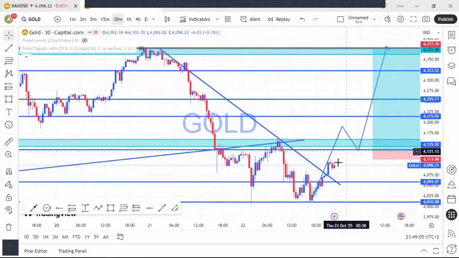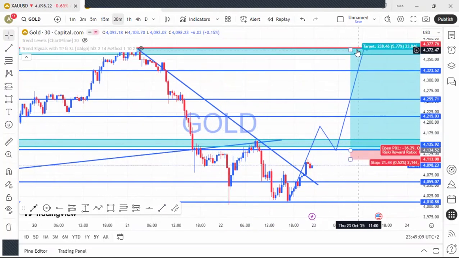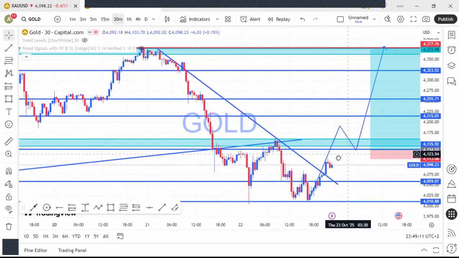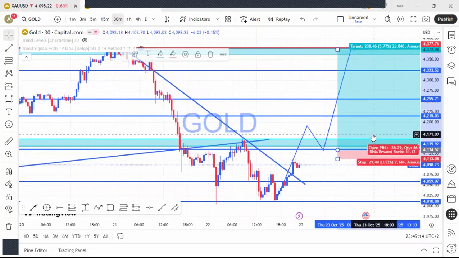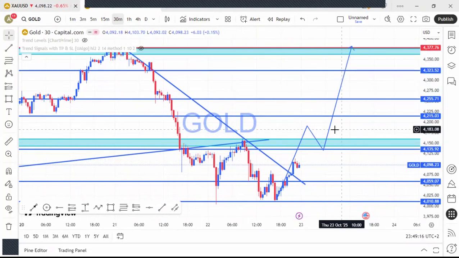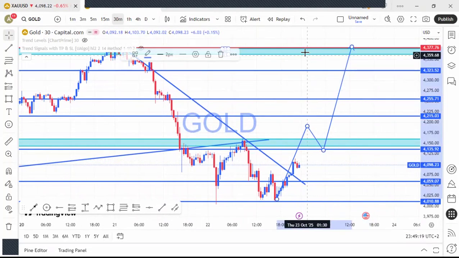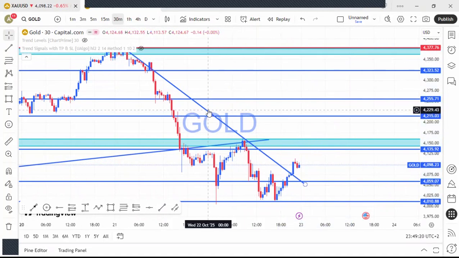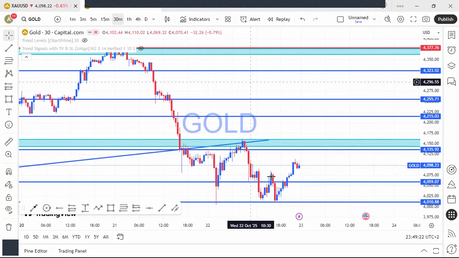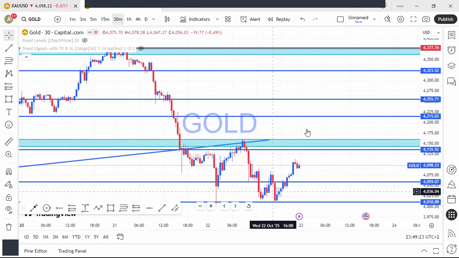So what we're looking for, look for a push to the upside, come back to retest and give us buy opportunities. But for now, we're still looking for what? We're still looking for sell opportunities. Because as you can see, guys, it even broke this support zone.